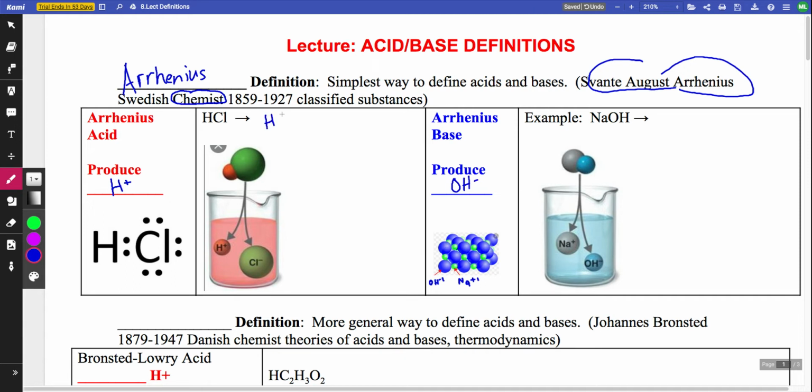HCl gives H plus and Cl minus, and NaOH gives Na plus and OH minus. You can see that drawing here. When NaOH solid dissolves, you get those two substances. When HCl, which is actually a gas, dissolves in water, it becomes H plus and Cl minus. Remember, every time you remove the H plus, the electron that used to belong to it, it has one electron, now goes with the Cl. So now Cl has a -1 charge.